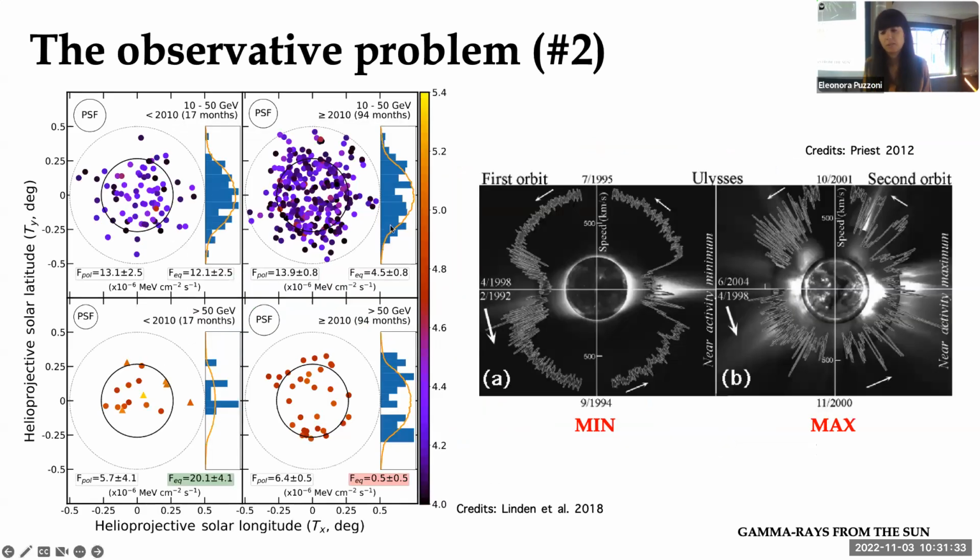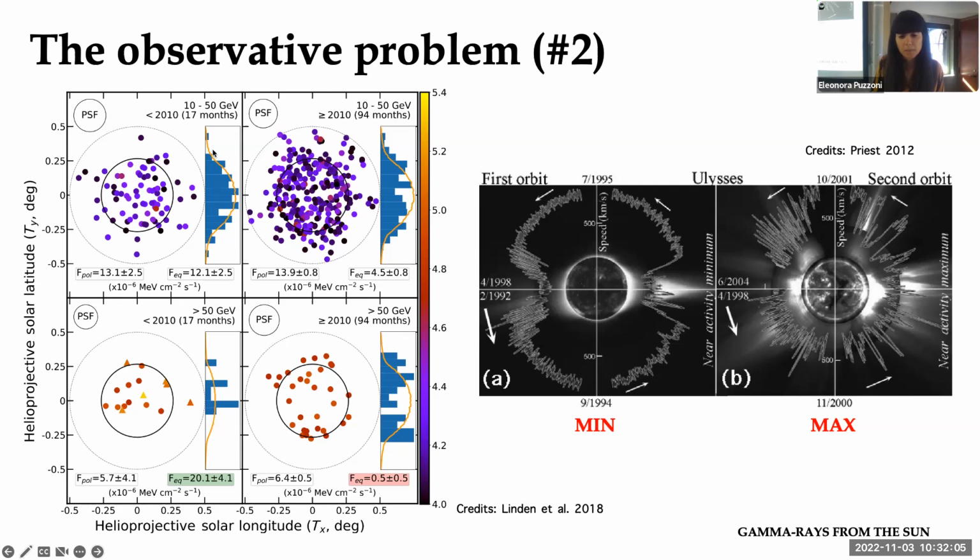In addition, there is also another unexpected behavior that was observed. In this plot on the left, in fact, you see the location and energy of solar gamma rays divided into two temporal beams. In fact, in the left panel, you see the data before the solar minimum, and here on the right, you see the data after the solar minimum.